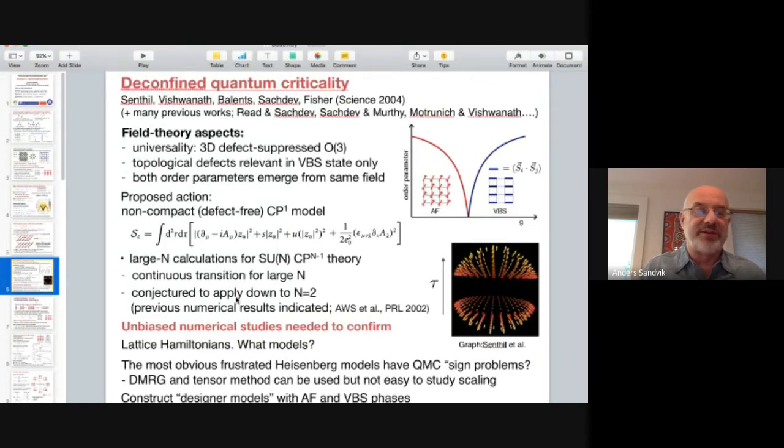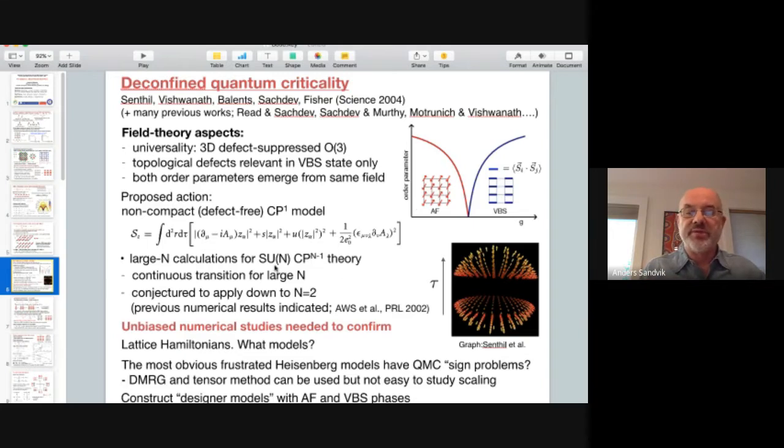Maybe they were very brave, or maybe they were encouraged by the fact that there were already some numerical results showing that this possibly could be a continuous transition for SU(2) spin-1/2 spins. In any case, that caused a lot of excitement because, again, it's something involving the role of topological defects in this transition and so on.